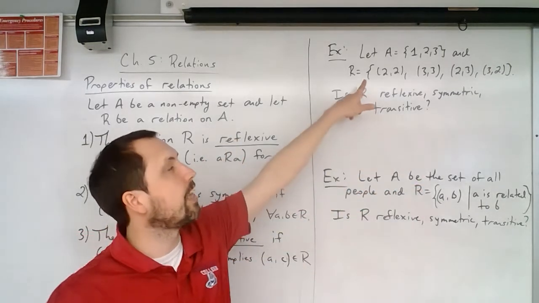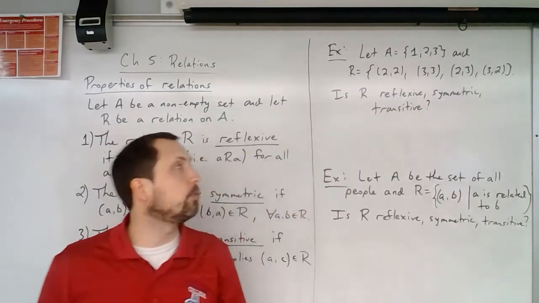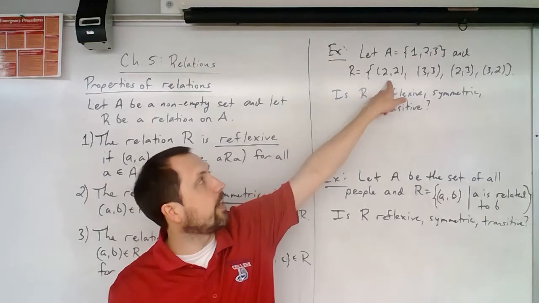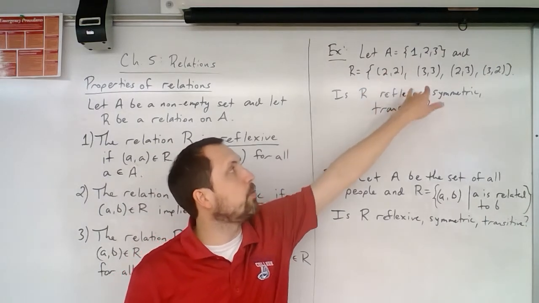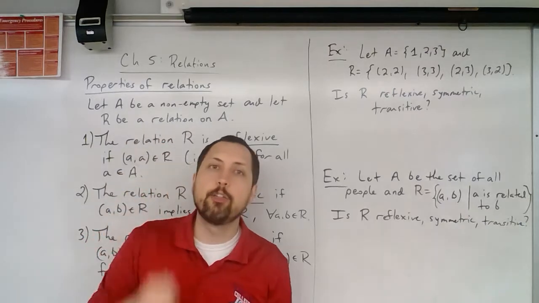So let's take a look at this example. If we have the set A as the set containing 1, 2, 3, and this relation is defined as the ordered pairs (2,2), (3,3), (2,3), and (3,2). Is this reflexive, symmetric, and transitive?